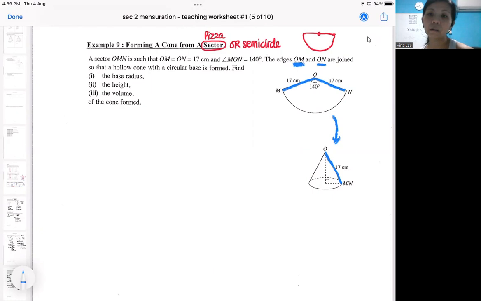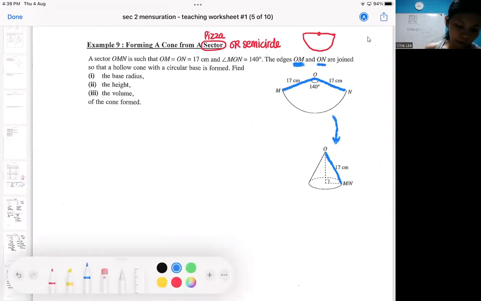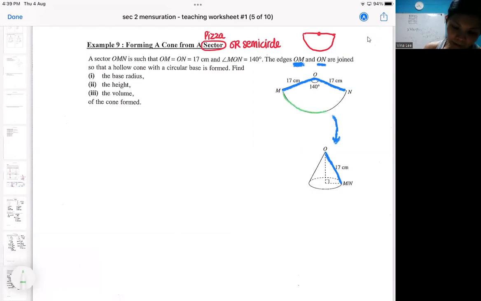So initially the radius of the pizza or the radius of the semicircle will become the slant height. And then this part is like the partial circumference. This partial circumference becomes a full circle.